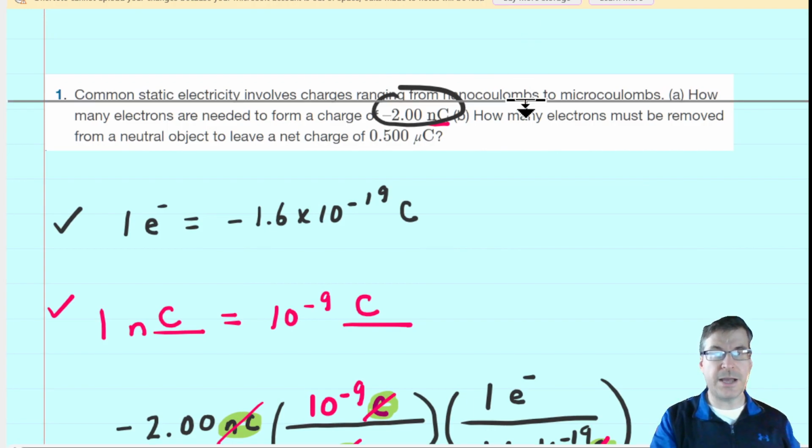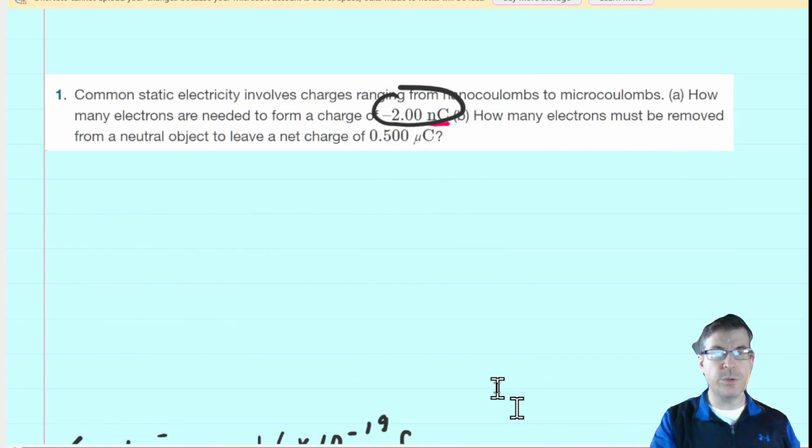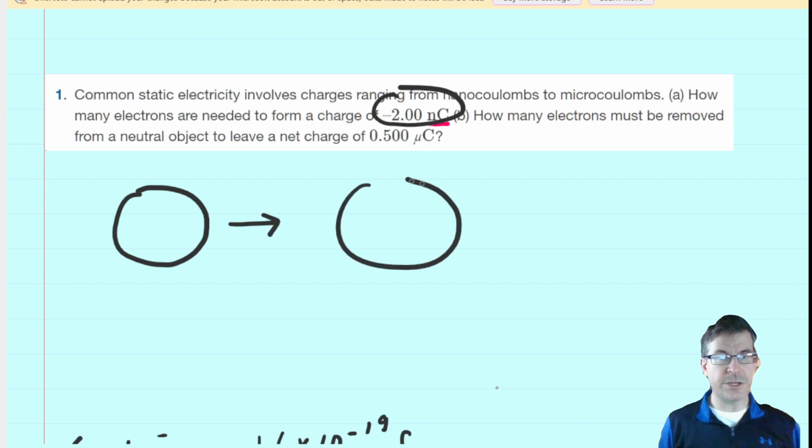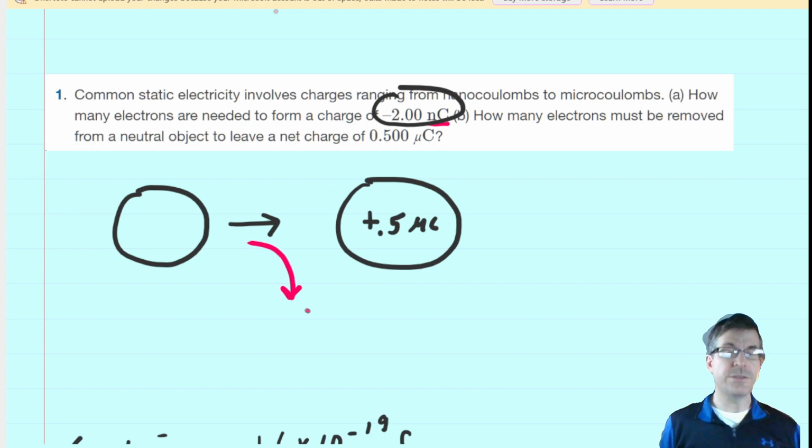It says in part B, how many electrons must be removed from a neutral object to leave a net charge of 5 microcoulombs? So let's imagine we had some neutral object, maybe it's a metal sphere. And in order to take a neutral metal sphere and convert it into a sphere that has a charge of positive 0.5 microcoulombs, we're going to have to remove electrons from it. We have to remove electrons in order to create a positive charge. So we can imagine that we're removing a certain number of electrons in order to create that positive charge.